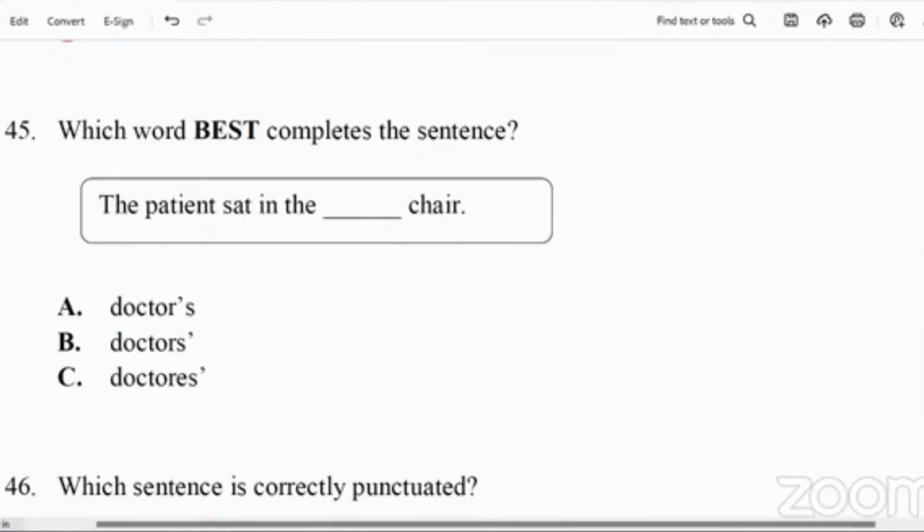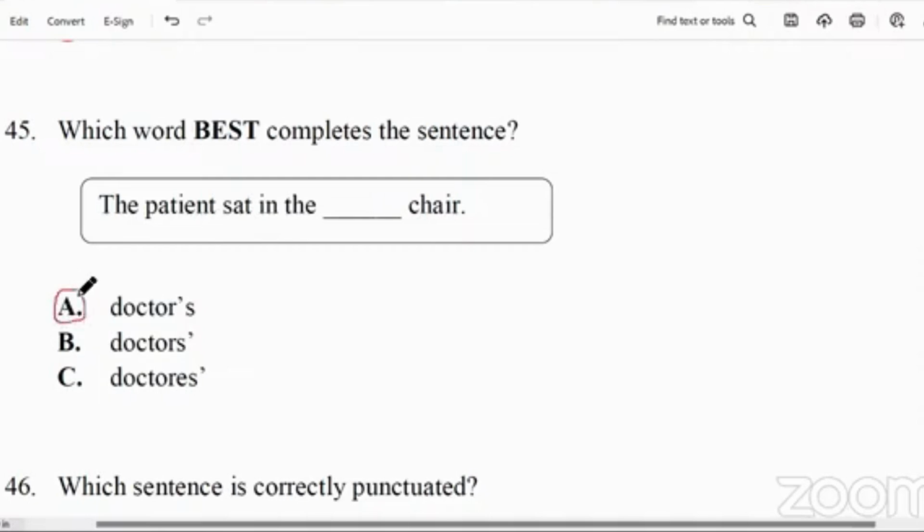All right, question 45. Which word best completes the sentence? The patient sat in the blank chair. Is it the doctor's chair, with the apostrophe outside, or the doctors' chair, with the apostrophe after the S? The correct answer is A, a single doctor.